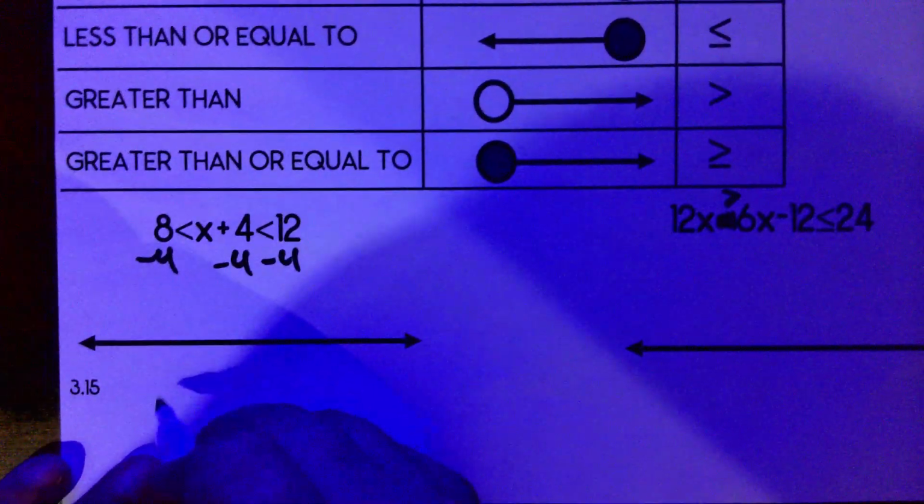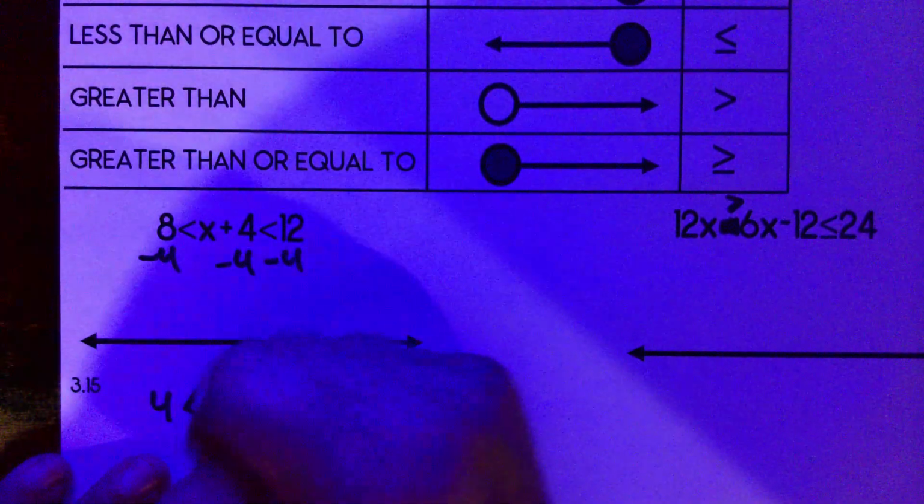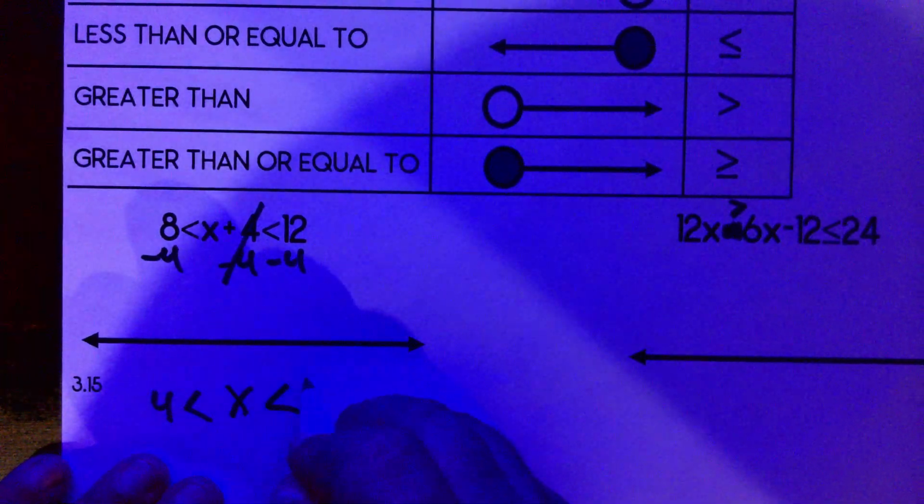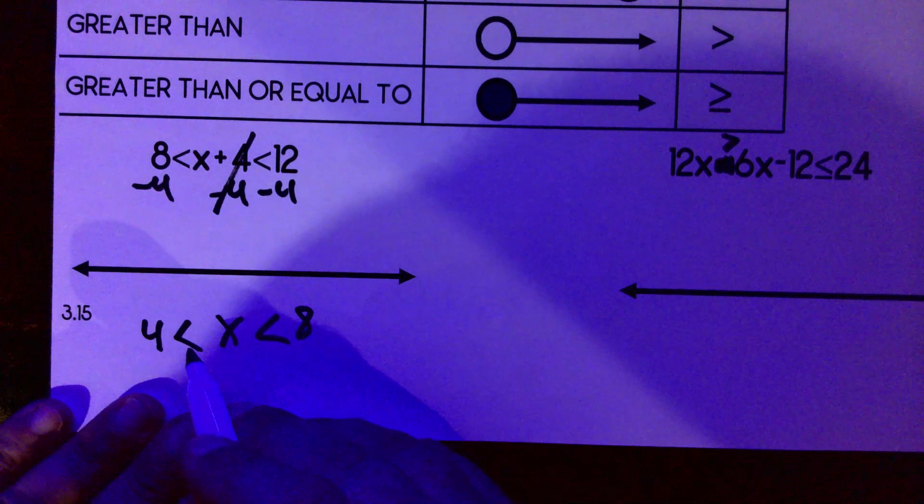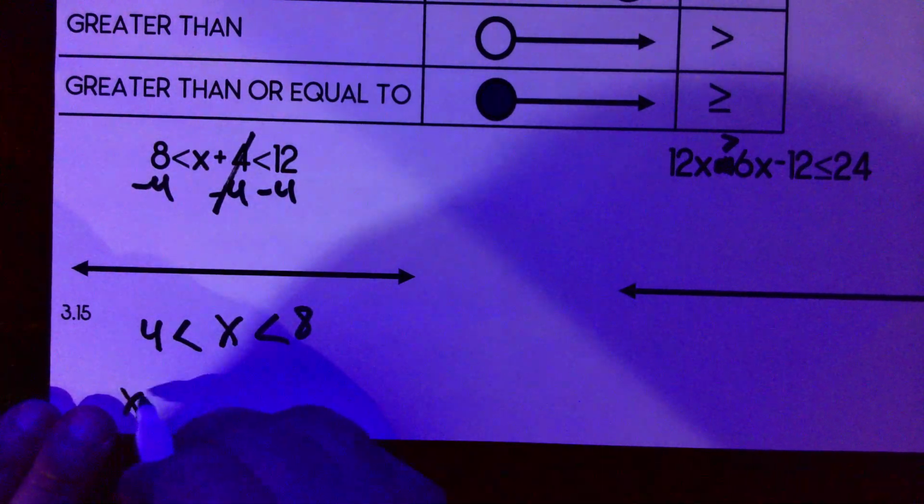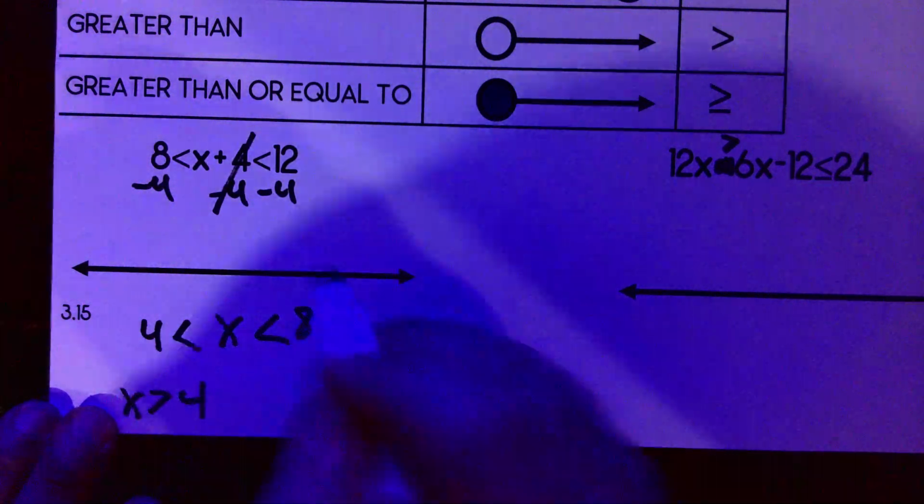And I'm just going to write the solution of that down here. 8 minus 4 is 4. It's less than x, where x is by itself, less than 8. And so this is going to give a dumbbell look. 4 is less than x is the same as x is greater than 4 if you flip the inequality and the value, because you want the x on the left side.